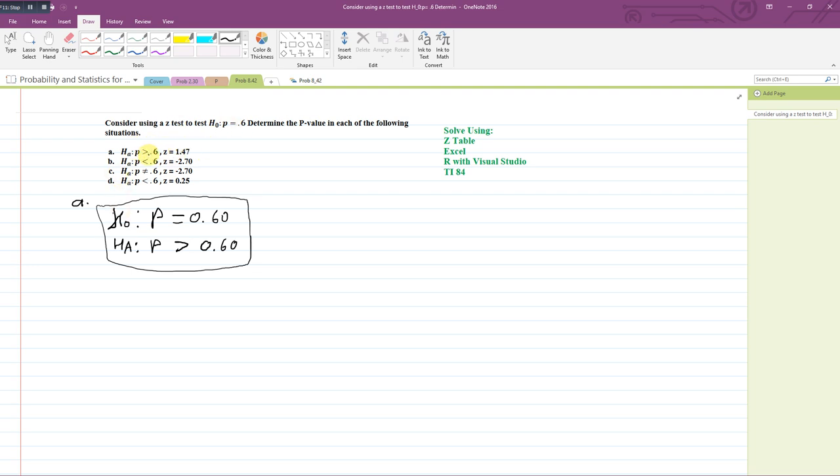So question A asks, if my mean proportion is more than 0.60, what is the probability or the p-value? B, if my mean is less than 0.60, then what will be my p-value? C, if it's not equal to 0.60, then what will be the p-value? And then D, if it's less than 0.60, what will be the p-value?